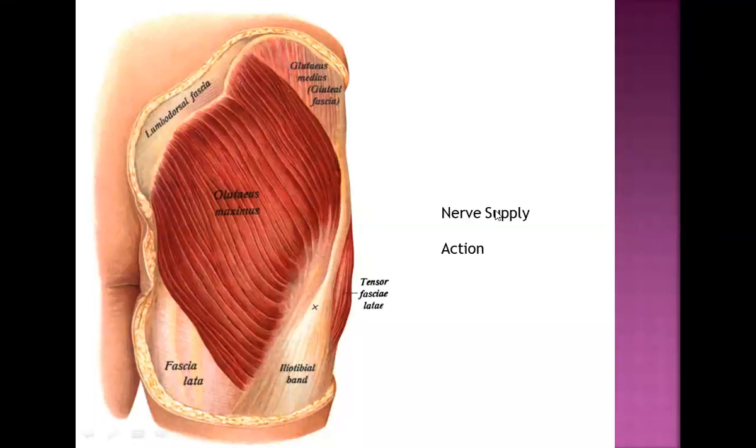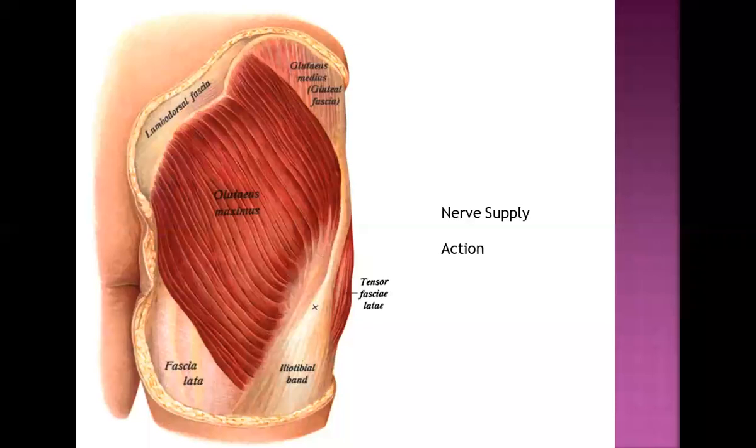So can you tell me what is the nerve supply of gluteus maximus? What is its nerve supply? Yes, anyone knows? You can type the answer in the chat. Okay. Yes, the nerve supply is the inferior gluteal nerve. And if possible, you can learn the root value as well. The inferior gluteal nerve is a branch which arises from the lumbar plexus.